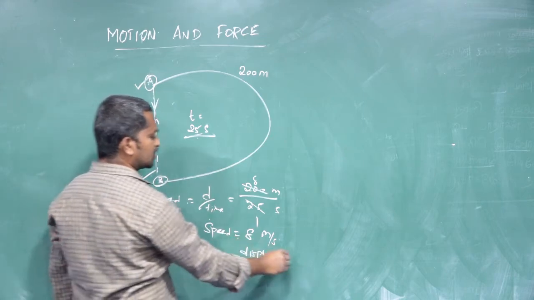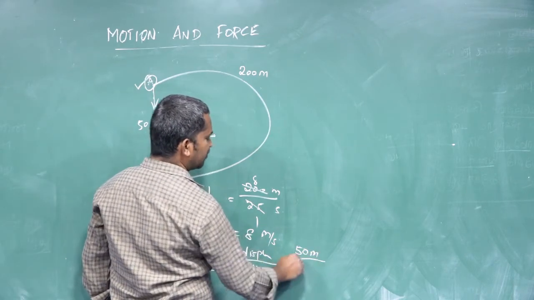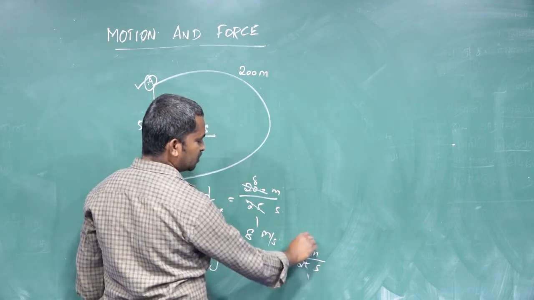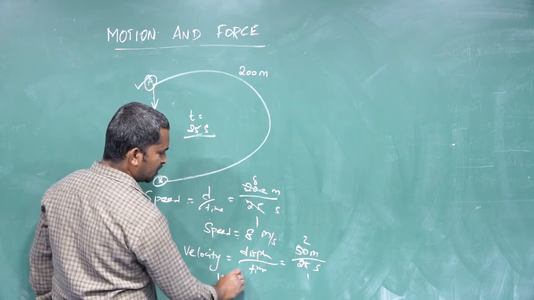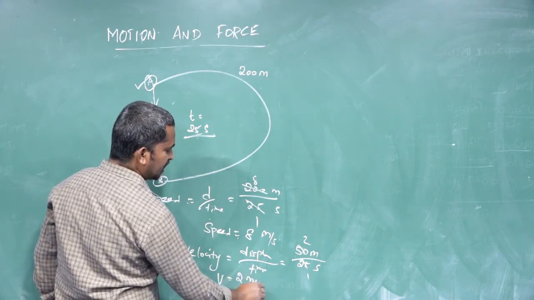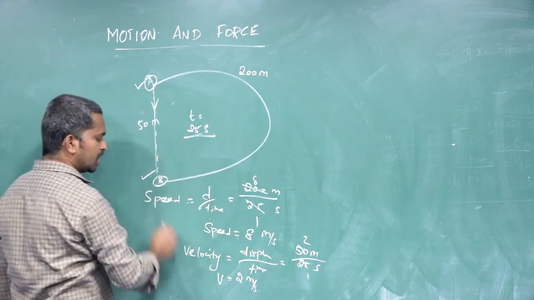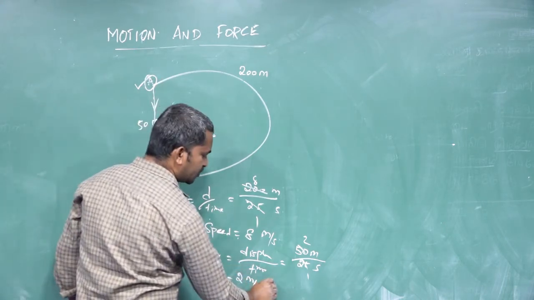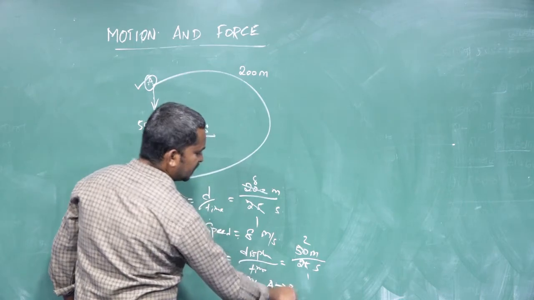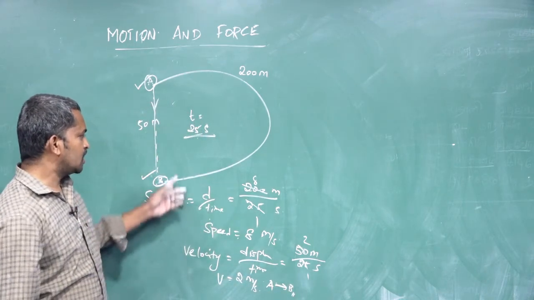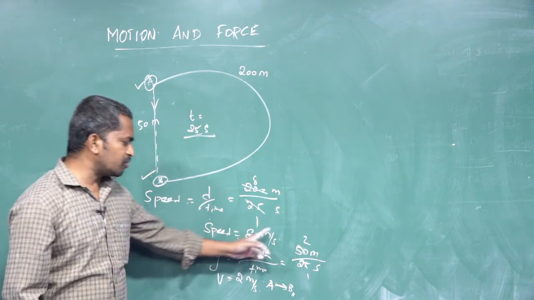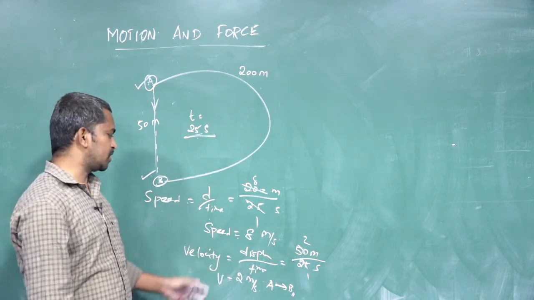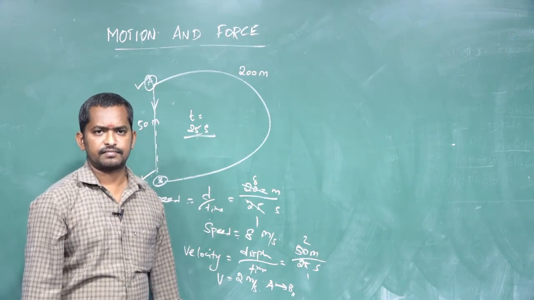So displacement is 50 meters divided by time, 25 seconds. So velocity is equal to 2 meters per second in the A to B direction. The direction is A to B, or east to west. The direction is very important. See here, speed is equal to 8 meters per second, velocity is 2 meters per second. That's the main difference between speed and velocity.